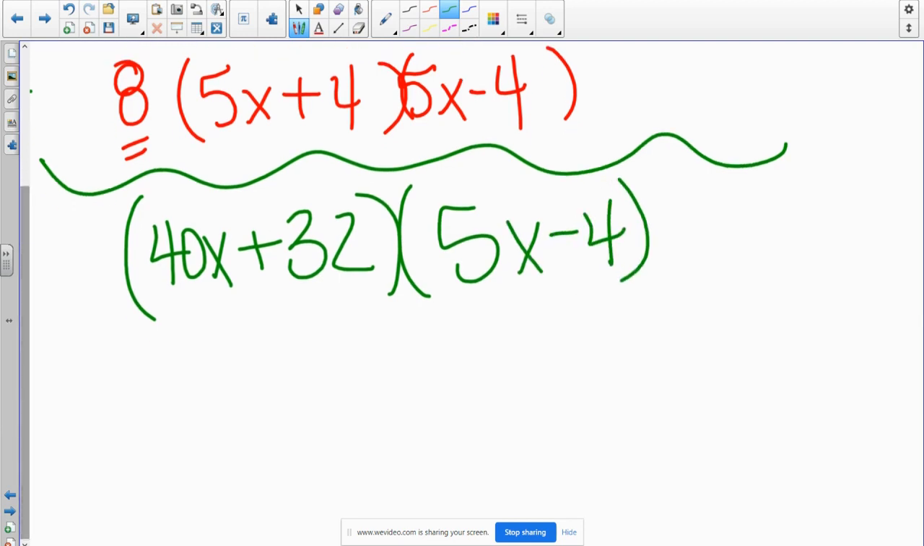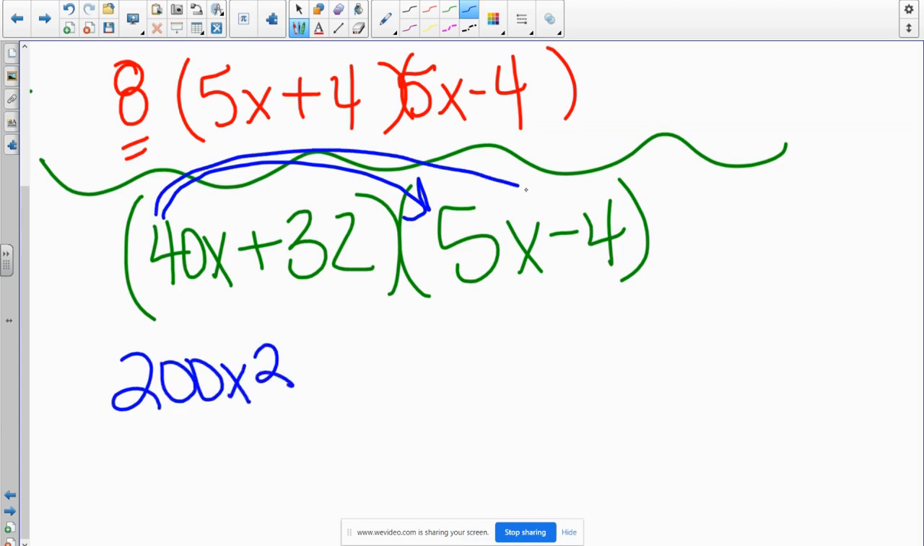Again, some of you like to do it vertical. Some like to multiply it diagonal, horizontal. Some of you like to do the square method. Just whatever way makes most sense to you. I just usually do horizontal. So 40x times 5x goes to that 200x squared. 40 times negative 4 gives me negative 160x.